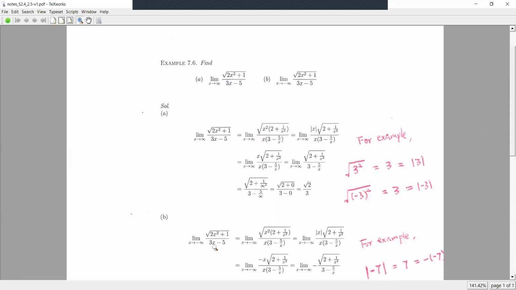Solution to part B. The limit is a limit at negative infinity. X is approaching negative infinity. To find the limit, again, I simplify the function. I factor x squared out in the numerator and factor x out in the denominator to get this equation. Then I move x squared outside the square root. When we move x squared outside a square root, don't forget, add absolute value on x.